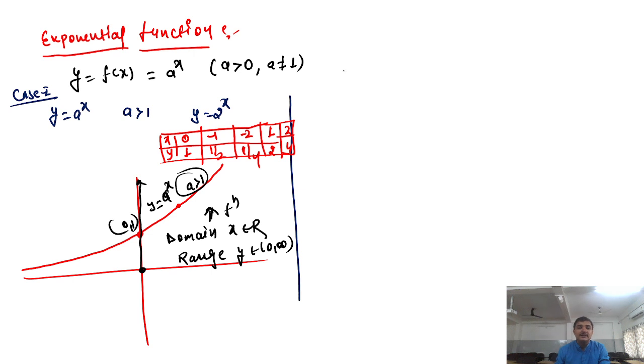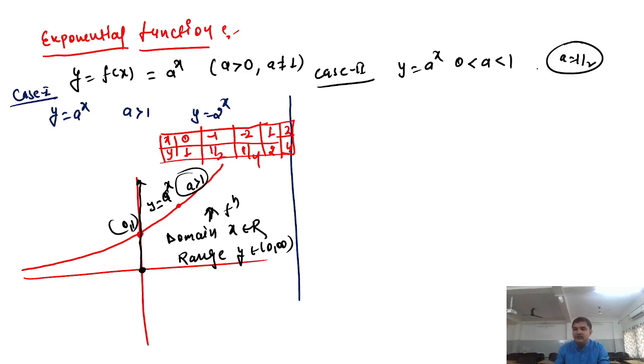Sir, the second case: y equal to a power x when a is a fractional value between 0 and 1. Say I take a equal to 1 by 2, for the time being. So we get y is equal to 1 by 2 power x, or else we can also say it is 2 power minus x. Okay, we'll see this graph. You people will help me form the table.